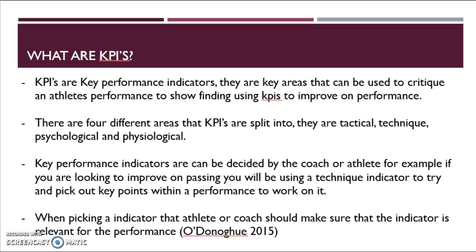What are KPIs? Key performance indicators are split into 4 subcategories. They are tactical, technical, psychological and physiological. O'Donoghue 2015 suggests that sports performance indicators are variables which are used to characterise an aspect of a performance and is an important part of a game.